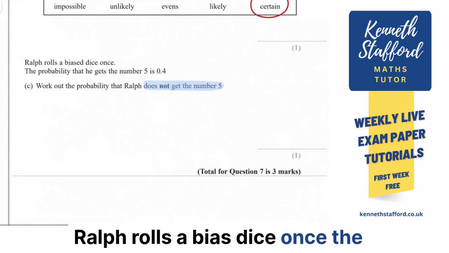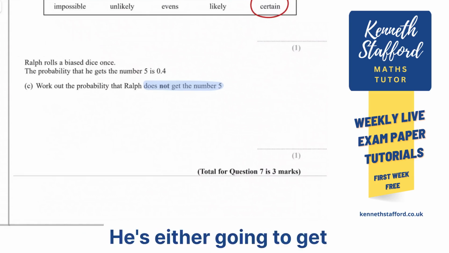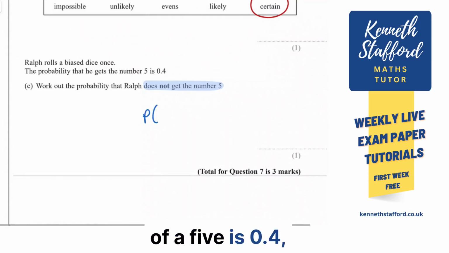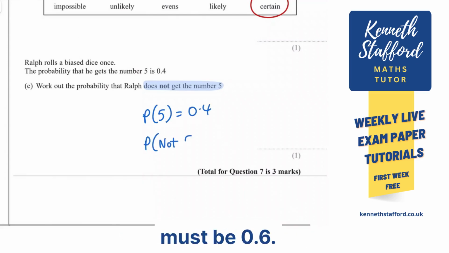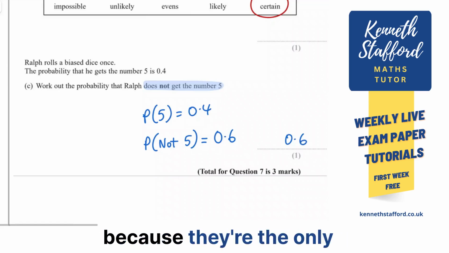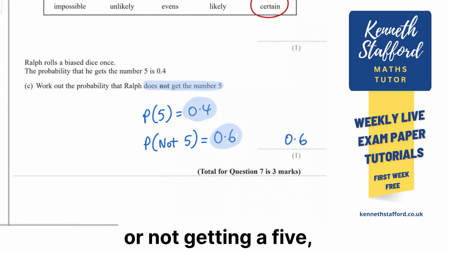Ralph rolls a biased dice once. The probability of getting number 5 is 0.4. Work out the probability that Ralph does not get the number 5. Well, he's either going to get the number 5 or not. So if the probability of a 5 is 0.4, the probability of not getting a 5 must be 0.6. And the reason for that is that these two probabilities are the only possible things. You're either getting a 5 or not getting a 5.